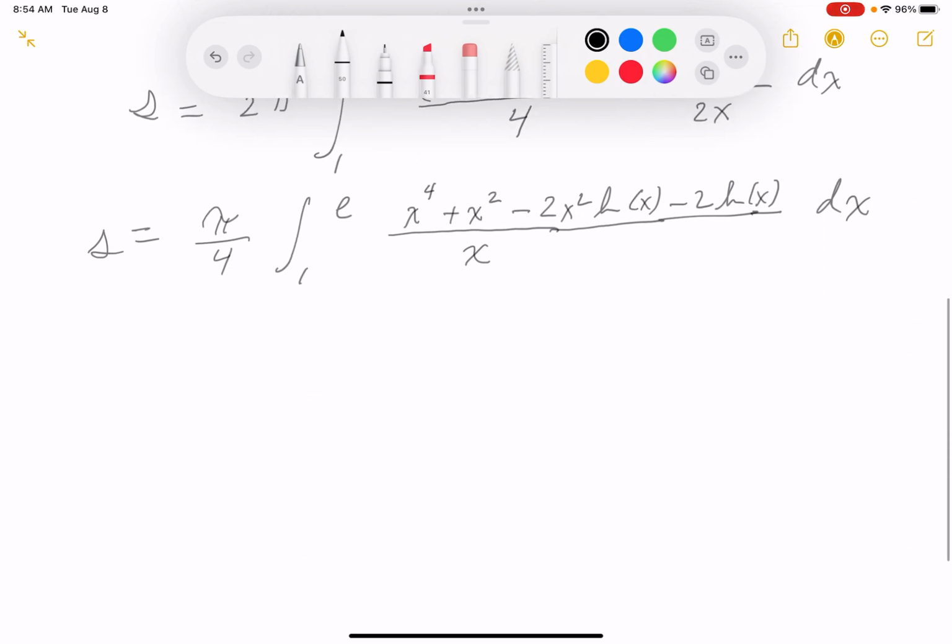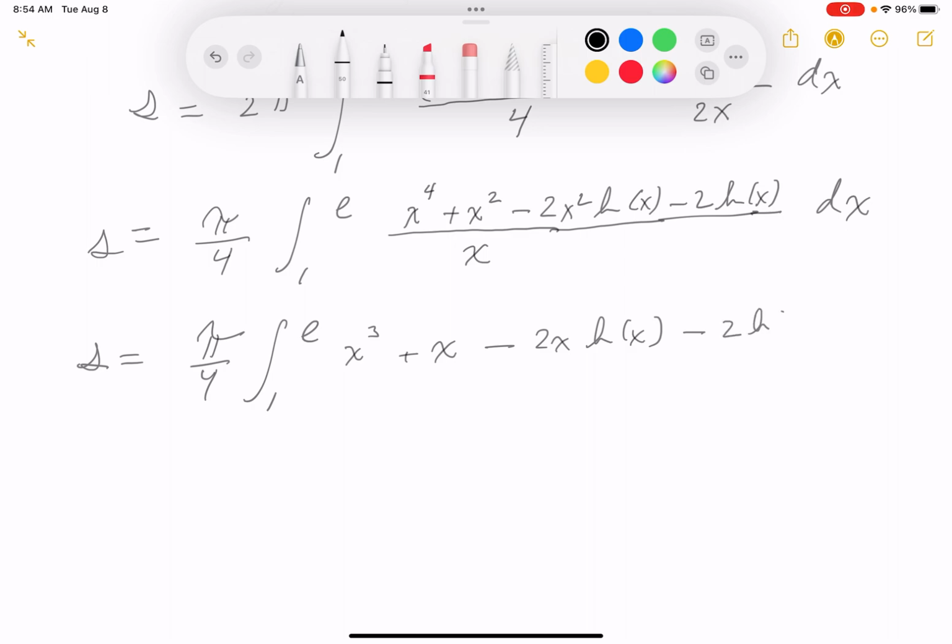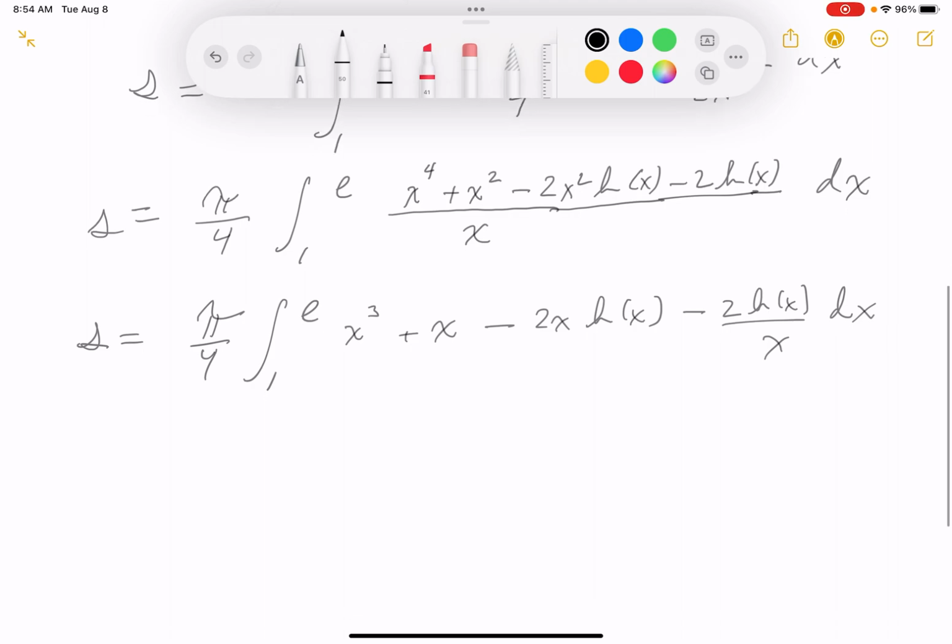Yeah, I'm going to keep moving forward on it. Pi over 4, 1 to e, and I'm going to start to reduce the terms. So x cubed, that's easy to integrate, plus x, that's easy to integrate, minus 2x ln x, and that's going to be minus 2 ln x over x dx. All right, and again, I know that looks difficult, and I want to make sure I do okay with it. I think I can start integrating.